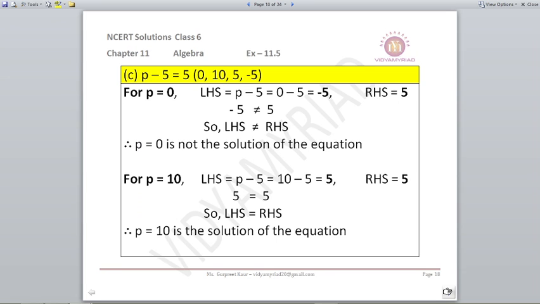C part. p minus 5 is equal to 5, where p is 0, 10, 5, minus 5. Now when p is equal to 0, 0 minus 5 is minus 5, but your right hand side is only 5. So minus 5 is not equal to 5, so we will say p equal to 0 is not the solution. When p is 10, 10 minus 5 is 5 and 5 is equal to 5, which means left hand side is equal to right hand side. So p is equal to 10 is the solution of the equation.